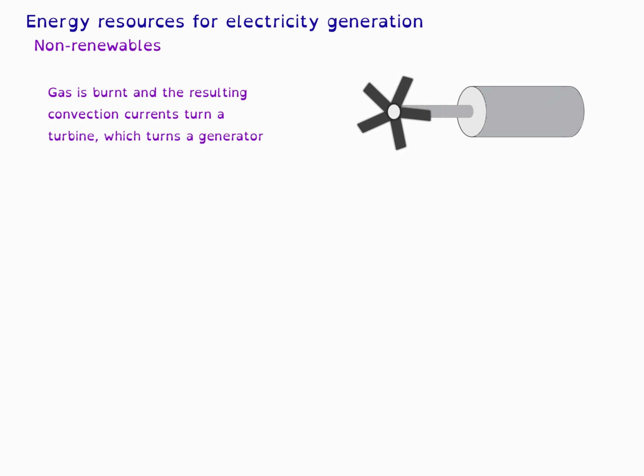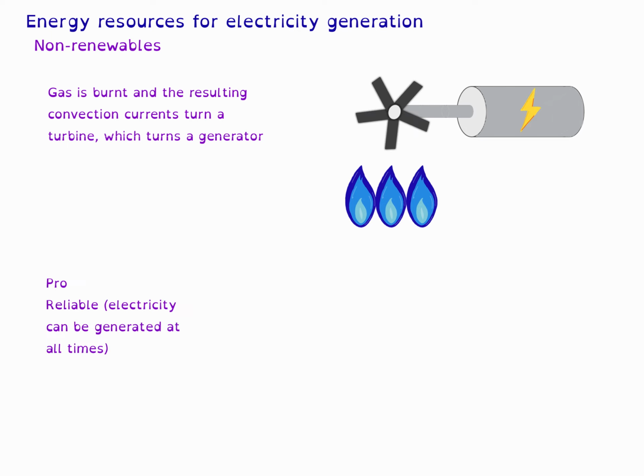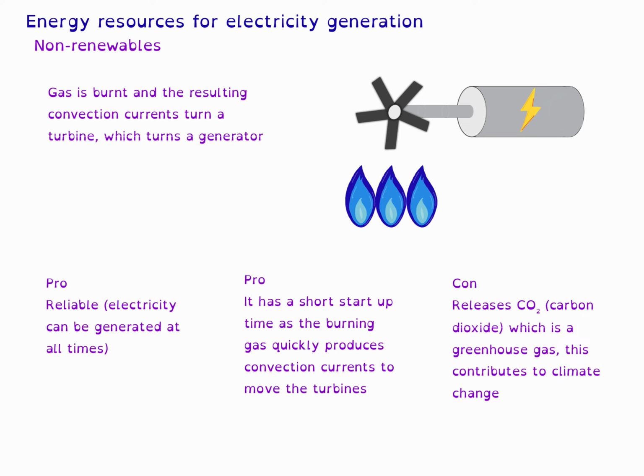When using gas to generate electricity, the gas is burnt and the resulting convection currents turn a turbine which turns a generator. A pro is it's reliable. Electricity can be generated at all times. It also has a short start-up time as burning gas quickly produces convection currents to move the turbines. It's much faster than coal or oil, where you would have to wait for it to heat up the water into steam. However, a disadvantage, a con, is it releases carbon dioxide, CO2, into the atmosphere, which is a greenhouse gas, and this contributes to climate change.